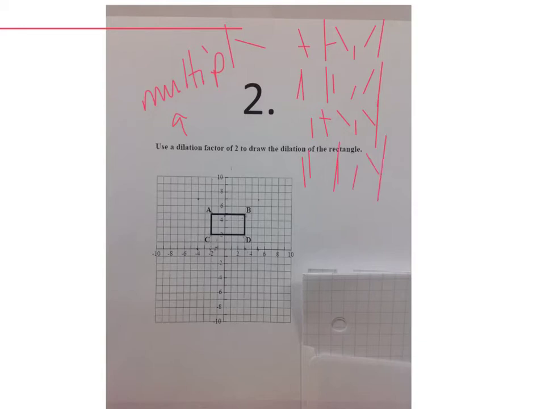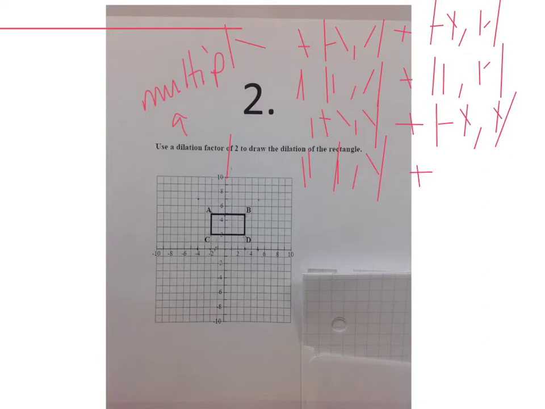So we're going to multiply each one of those by 2 because that's our dilation factor. So -2 times 2 is -4. 5 times 2 is 10. 3 times 2 is 6. 5 times 2 is 10. -2 times 2 is -4. 2 times 2 is 4. And 3 times 2 is 6. And 2 times 2 is 4.